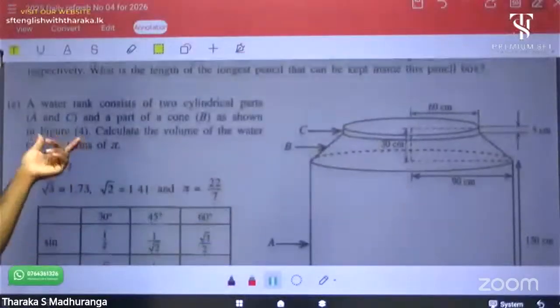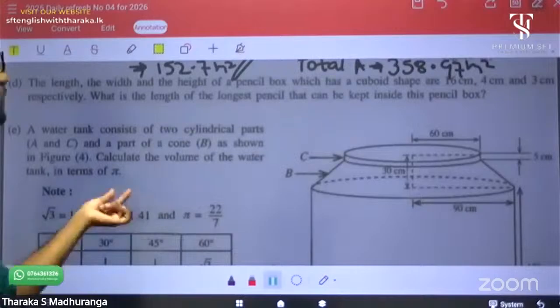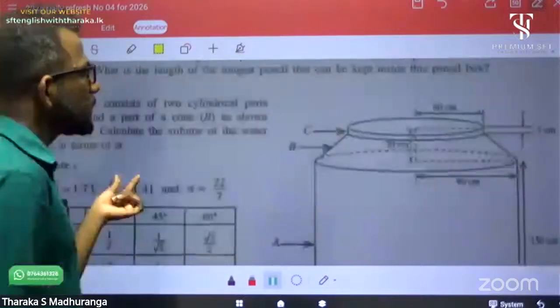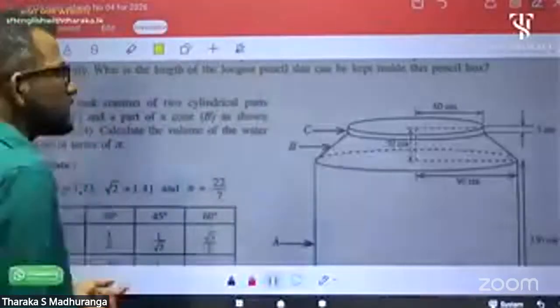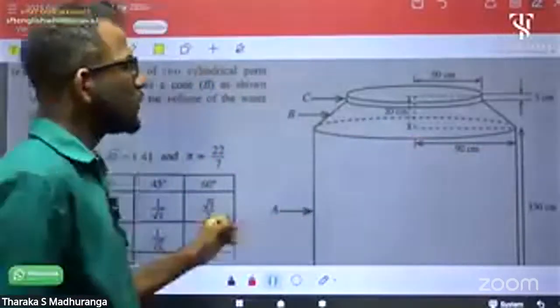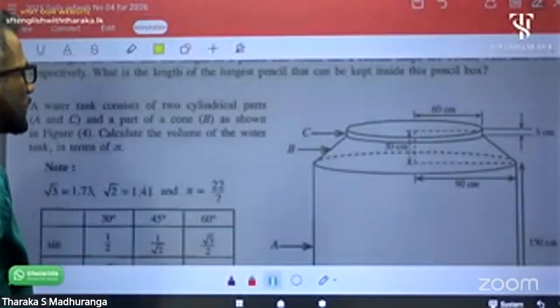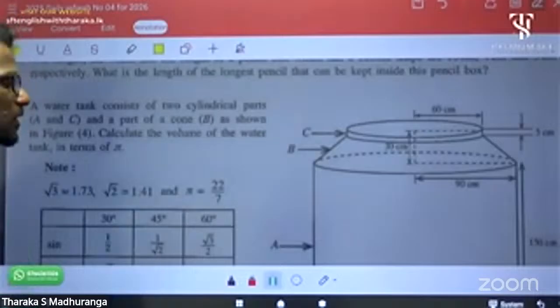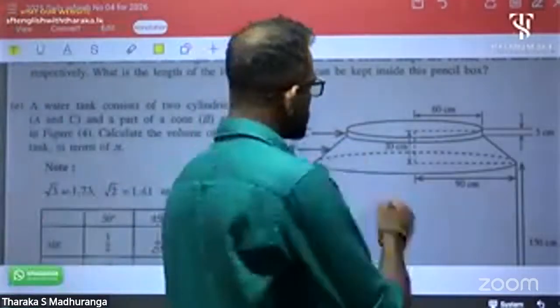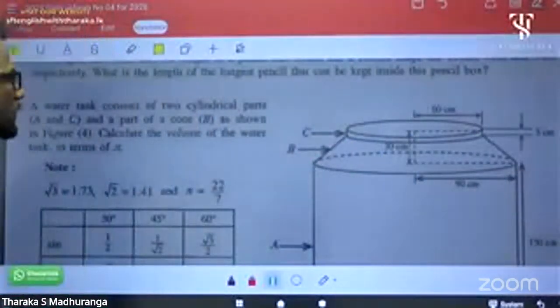Okay, it's a water tank. Normally, home use water tank. A water tank consists of two cylindrical parts. Cylindrical parts A and C. This is A. It's a large. The body of the water tank is a cylinder, and C is a lid. It's also a cylindrical part. And part of cone. It is cone, full cone. The B part is a part of cone. Very interesting. It's a part of cone. B as shown in the figure.